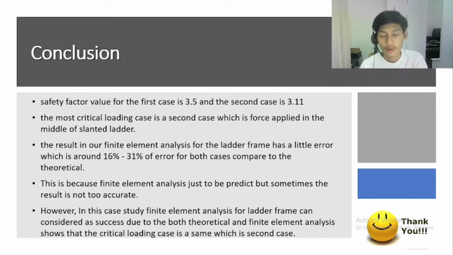The results of our finite element analysis for the ladder frame have a little error, around 16% to 31% for both cases compared to the theoretical. This is because finite element analysis is just a prediction, and sometimes the result is not too accurate. However, in this case study, the finite element analysis for the ladder frame can be considered a success, because both theoretical and finite element analysis show that the critical loading case is the same, which is the second case.